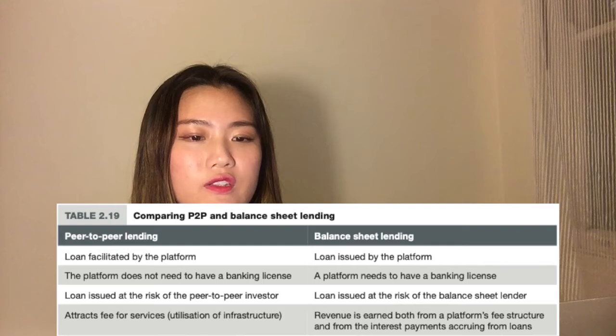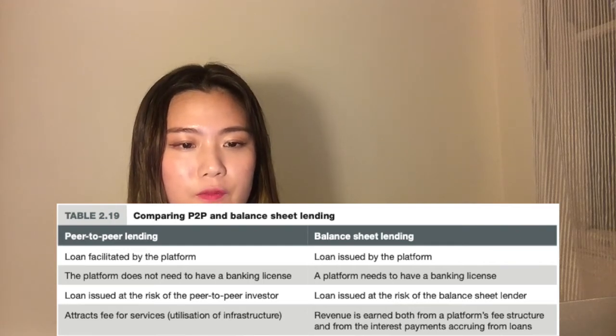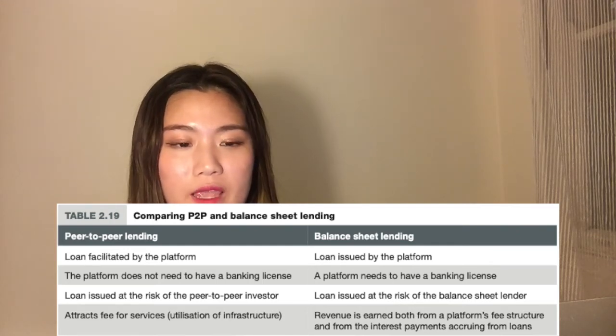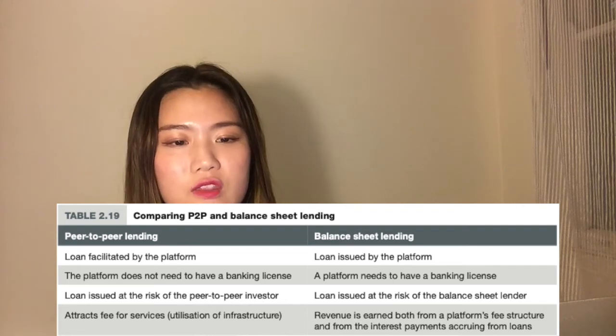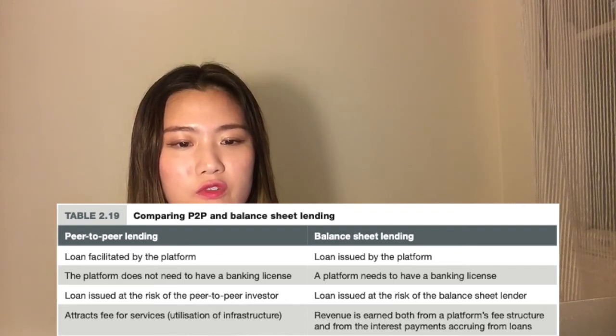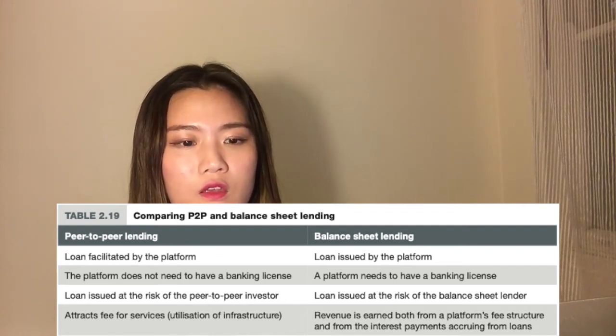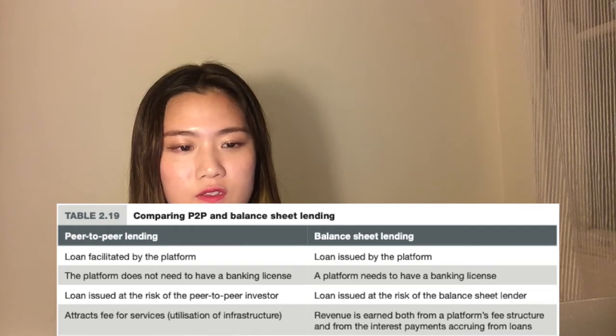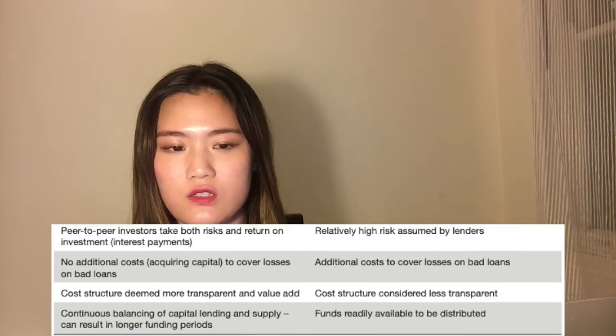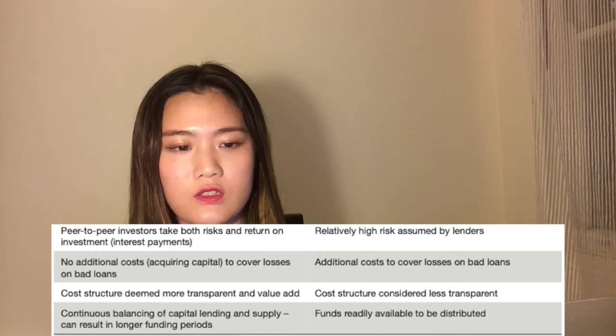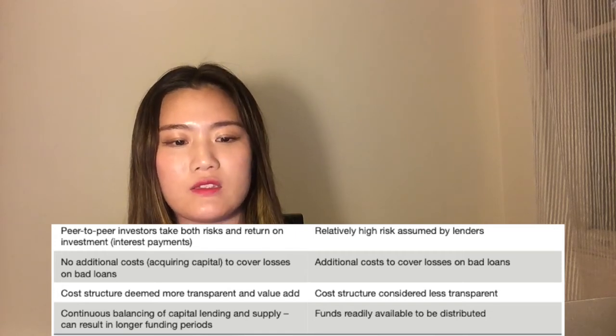So when you compare P2P and balance sheet lending, in peer-to-peer lending, the loan is facilitated by the platform. The platform does not need to have a banking license. The loan is issued at the risk of the peer-to-peer investor. It attracts fees for service. There's no additional cost to cover losses, and there's continuous balancing of capital lending and supply.